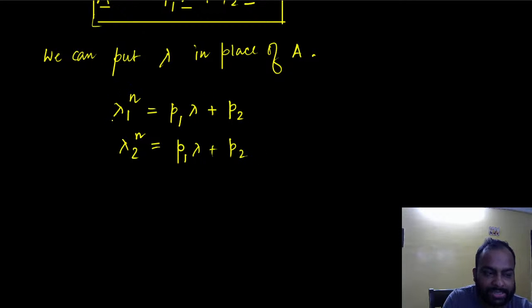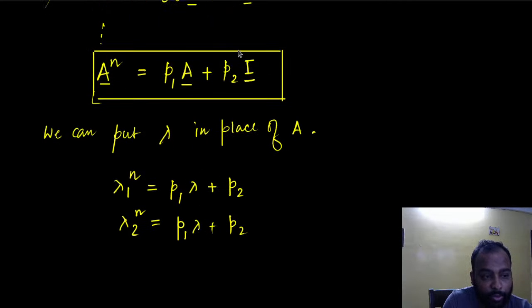Maybe if lambda 1 is, say for example, 5, then this is going to be 5 to the power n, right? And if lambda 2 is set to 2, maybe, so that's going to be 2 to the power n. So this equation will become 5p1 plus p2 equal to something, and here this is going to be 2p1 plus p2 equal to some other value. So this becomes a set of linear equations, and you can solve this set of linear equations to find out p1 and p2. And once you have p1 and p2, you have this expression. So a to the power n can be calculated by this simple calculation here.